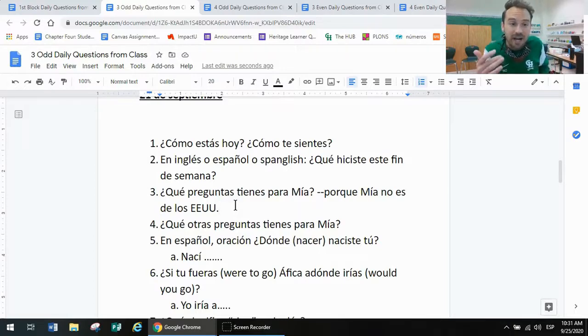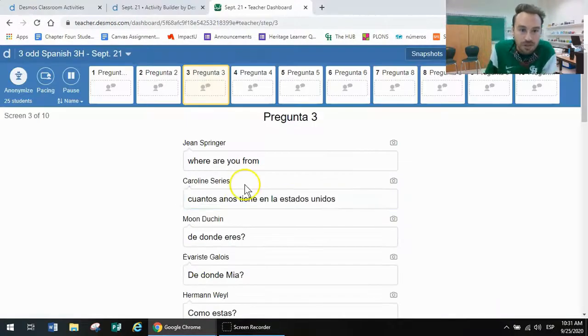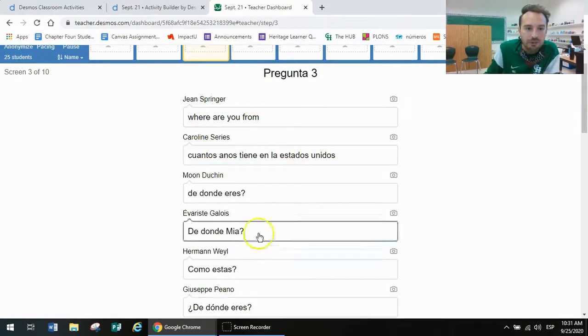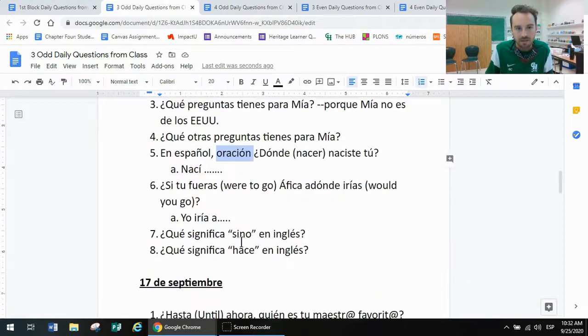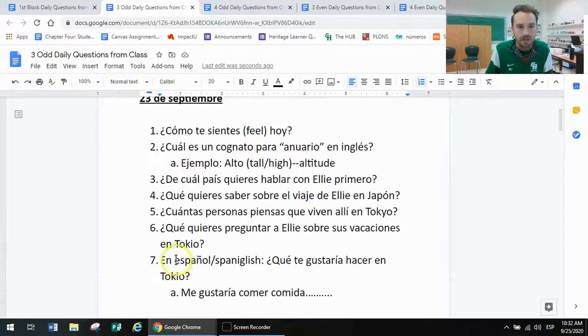You can see here that I'm using Desmos to generate class discussion, not just to ask students comprehension questions. You can use it for both. So some students responded in Spanish, some students responded in English. Most often, I clarify, like here, en español, en una oración. That means in Spanish in a sentence. But sometimes, I say in English or in Spanglish.